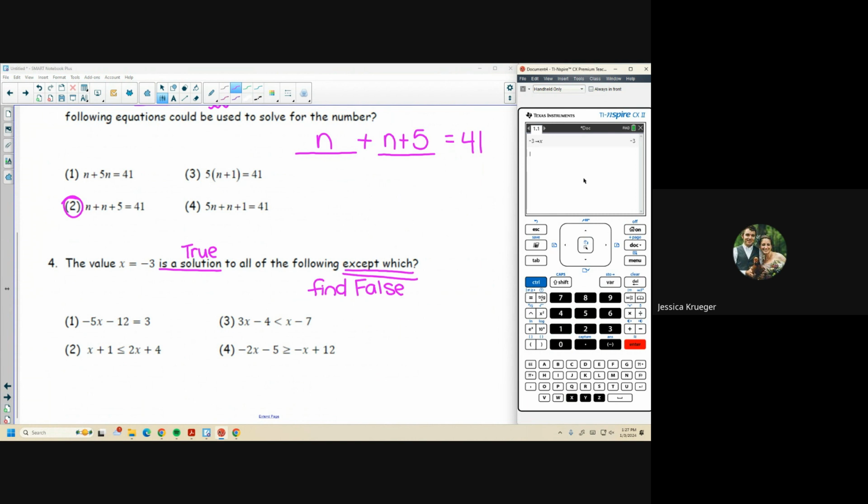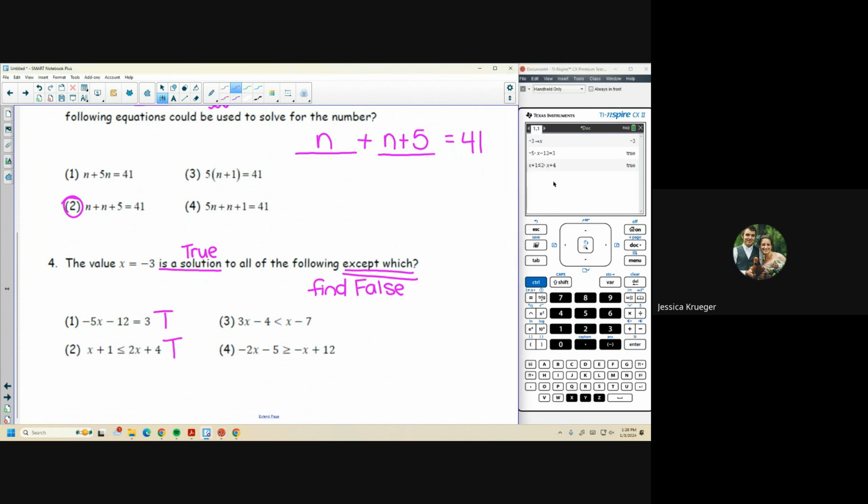That negative in front of the 5 is a negative. So make sure you enter this as -5x minus 12 equals 3. And if I hit enter, I get true. So I know the first one is true when x is -3. On to number 2. x plus 1 is less than or equal to, so remember, to get those symbols, you have to do control equals, is less than or equal to 2x plus 4. Enter. Also true.